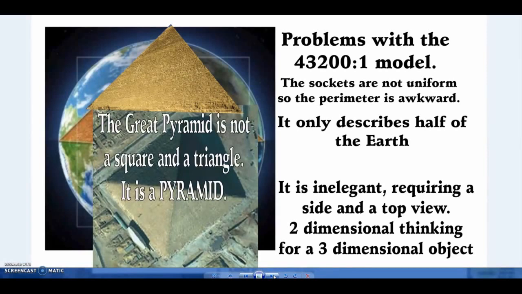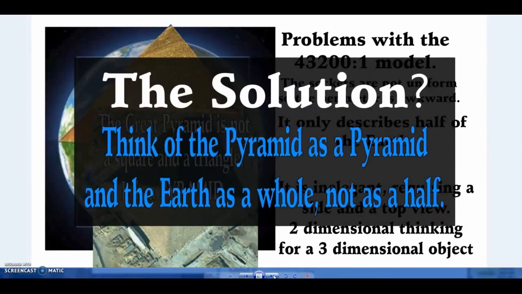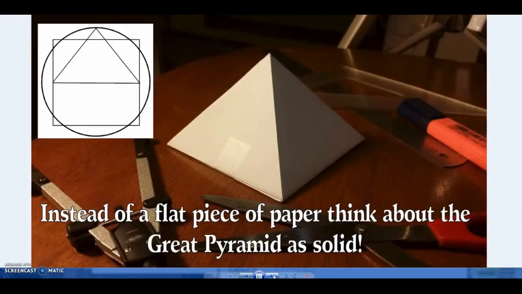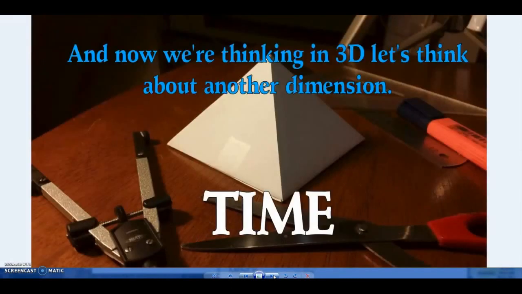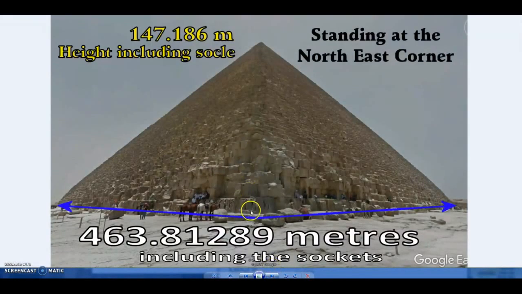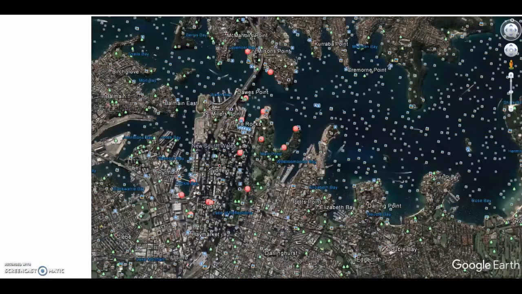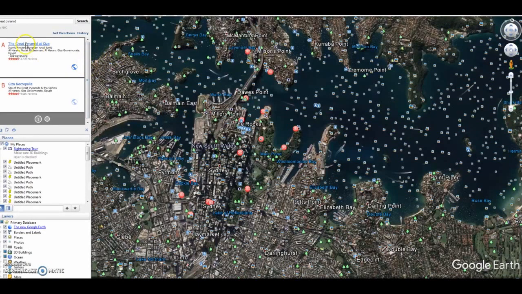But it's not a triangle and it's not a square, it's a pyramid, and the solution to that is to think of a pyramid as a pyramid and the earth as a whole, not as a half. And then we consider time, and then we have 86,400 seconds per day. Now, the pyramid is a pyramid, and so let's go to the Great Pyramid.